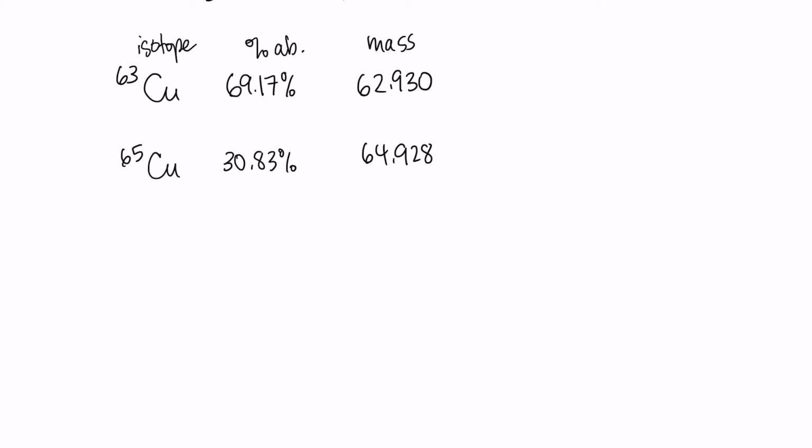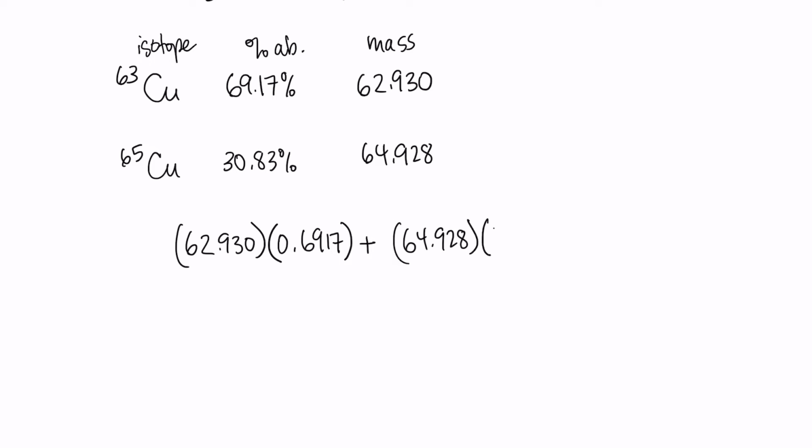Again, I'm going to do the same thing that I did before. I'm going to take my mass, 62.930. I'm going to multiply by the percent, 0.6917. And then I'm going to take my other mass, 64.928, and I'm going to multiply by its percent abundance, 0.3083. And when I do this, I'll do them one at a time. 62.930 times 0.6917 gives me 43.5287. I'll keep 4 decimal places for now.